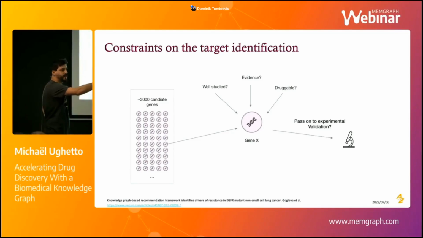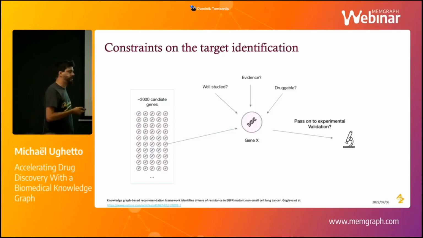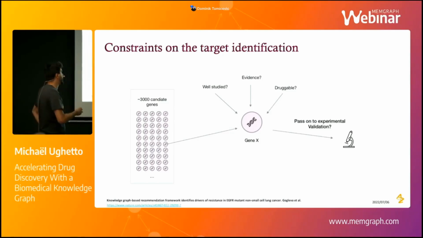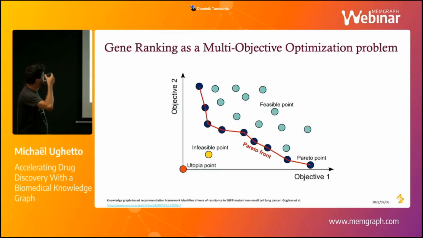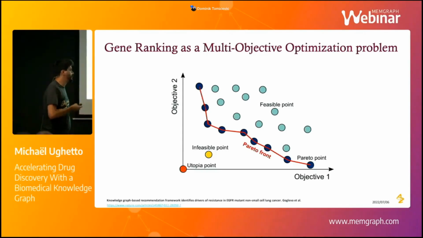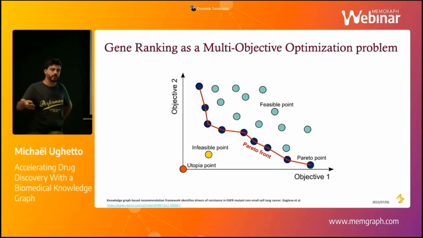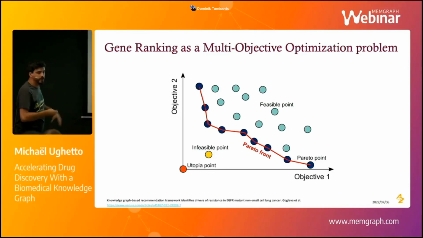We cannot just say maximize that, minimize that. It's not how it works. You need to be able to quickly change the way people are interacting with the ranking. So that's why we opted to treat that problem as a multi-objective optimization problem. Essentially, each gene hypothesis, which is like saying this gene is a source of secondary resistance, is one of these dots. And we have many objectives.